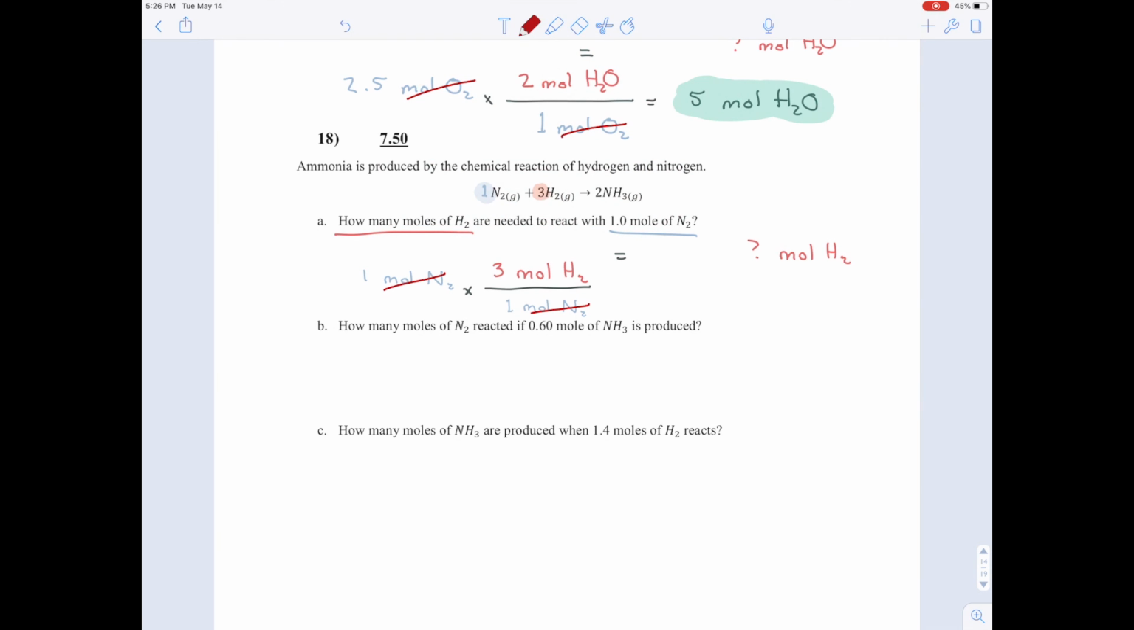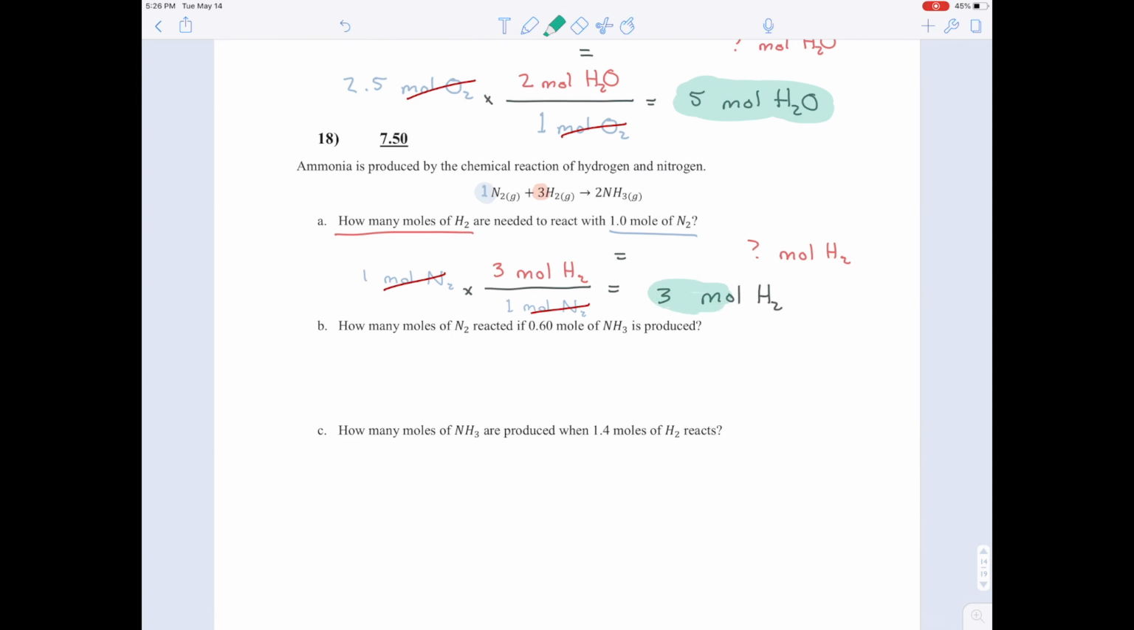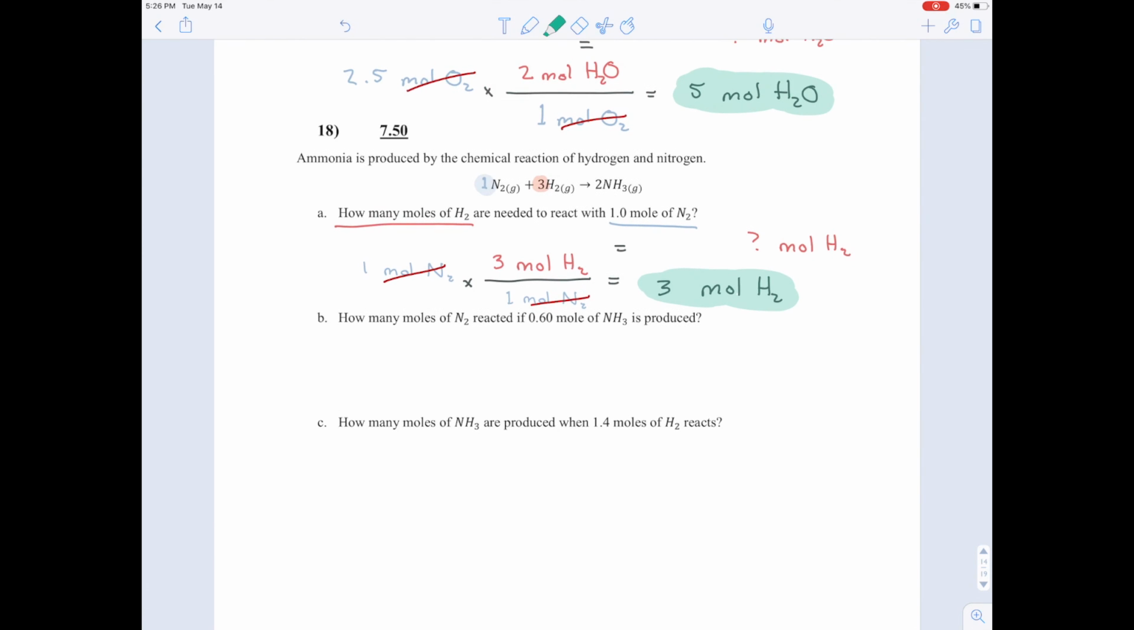Moles of N2 will cancel out, and we will be left with moles of H2, which is exactly what we wanted. You can plug this into a calculator. 1 times 3, and after the calculator does a whole bunch of quantum mechanical calculations, it gets 3 for that. Divide that by 1, and you get 3. So you'll have 3 moles of H2. So that's how many moles of H2 you'd need in order to react with 1 mole of nitrogen gas.